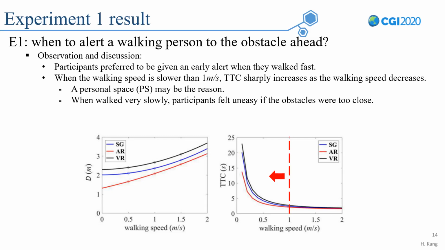We speculate that this is related to the concept of personal space, a protective space maintained around the body during walking. We observed that even when participants walked very slowly, they felt uneasy as the obstacles were too close.